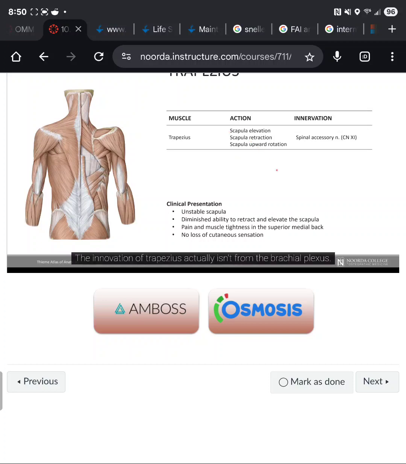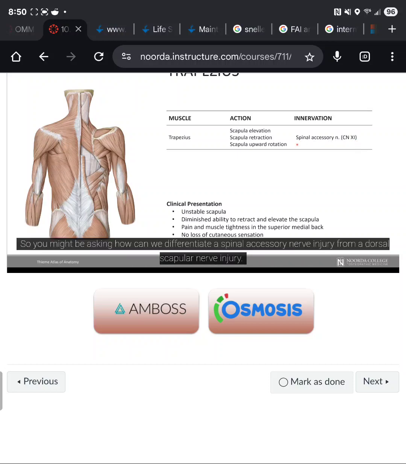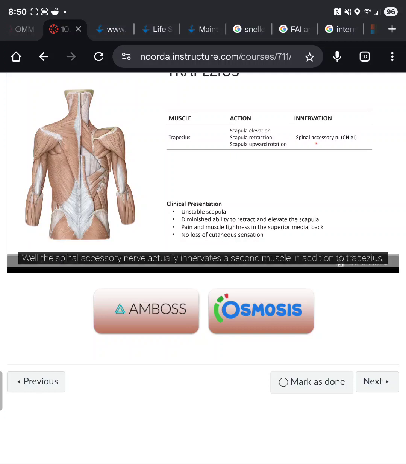The innervation of trapezius actually isn't from the brachial plexus. It's from a cranial nerve called the spinal accessory nerve, and that's cranial nerve number 11. So you might be asking, how can we differentiate a spinal accessory nerve injury from a dorsal scapular nerve injury? Well, the spinal accessory nerve actually innervates a second muscle in addition to trapezius, and that is the sternocleidomastoid muscle.